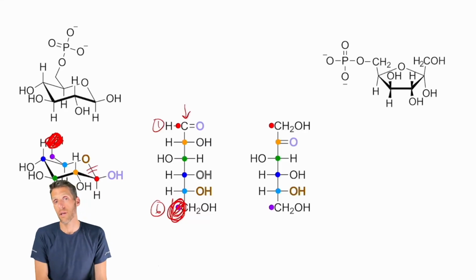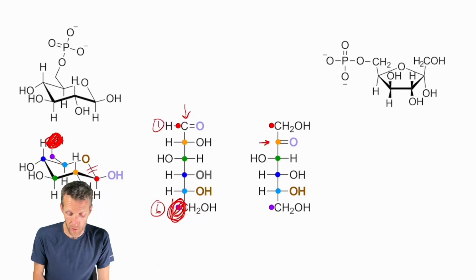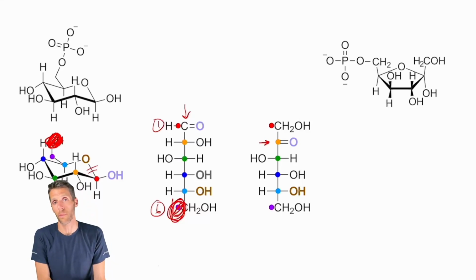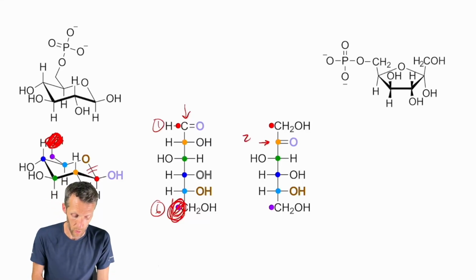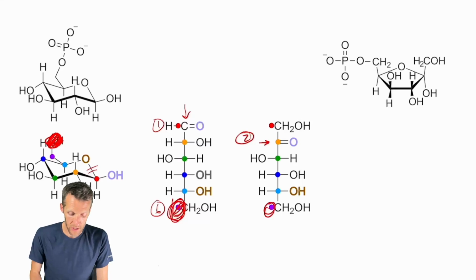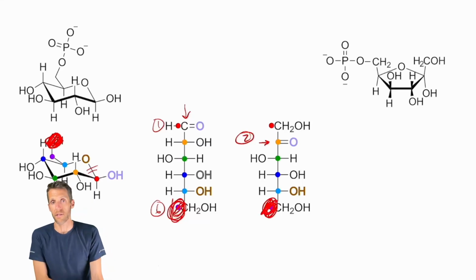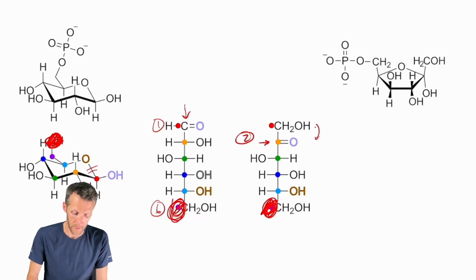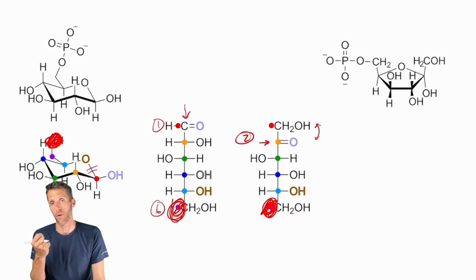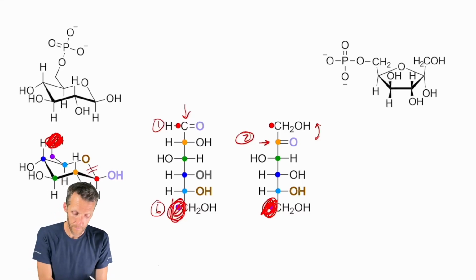What this enzyme does is it actually makes it into a ketose sugar by moving that carbonyl down 1 carbon. So now it's on the 2 carbon without changing anything else. Basically the phosphate's still on the end. What we've done is we've swapped these 2 atoms, so now the carbonyl is at the 2 position. And now we are going to reform a ring.